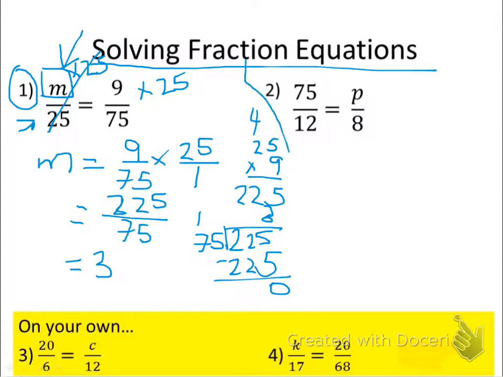Okay, now we're going to do the same thing over here with number 2. You need to write this and all the steps down as well. Our first step is we need to get this p by itself. We have p on the top and the 8 on the bottom. So p is divided by 8. To get the p by itself, we need to multiply both sides by 8.